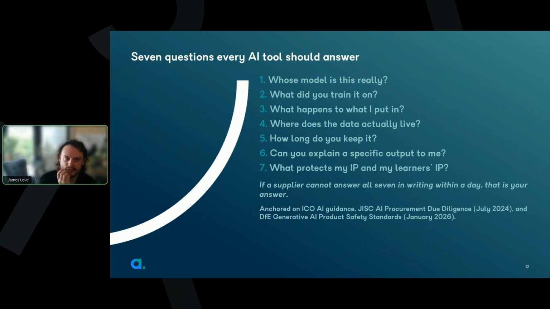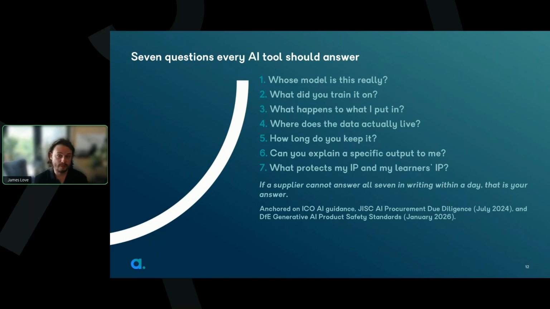Two lines from the DfE document worth remembering verbatim. Number 1: where data will be processed and whether there are appropriate safeguards in place if this is outside the UK or EU. So they're not saying don't use it if it's outside of the EU, but they are saying make sure those safeguards are in place. Number 2: not collect, store, share, or use personal data for any commercial purposes, including further model training and fine-tuning, without confirmation of appropriate lawful basis.